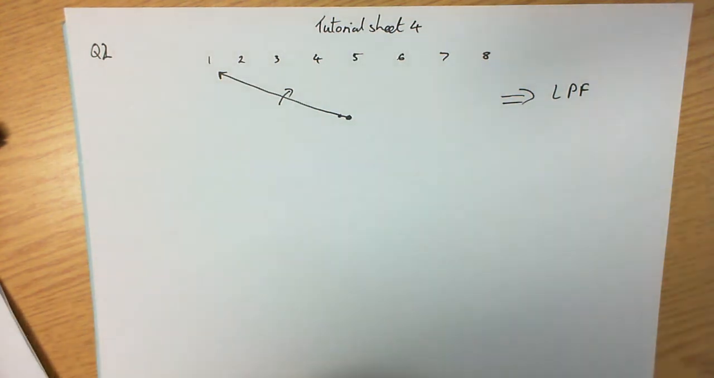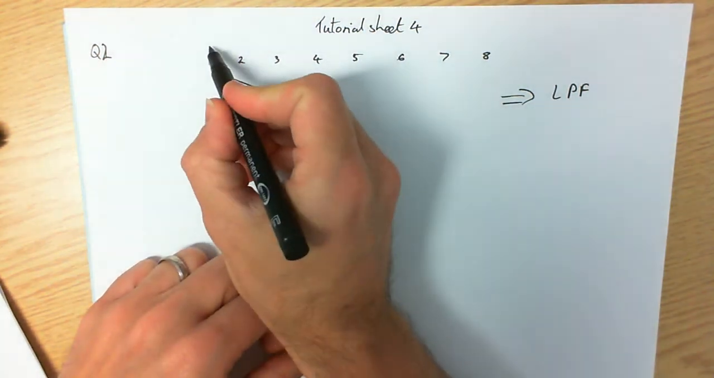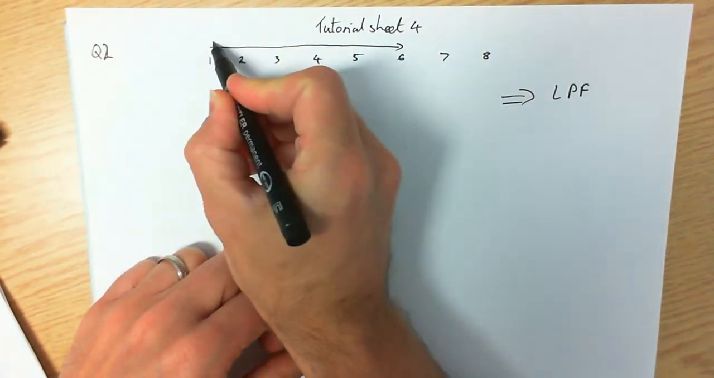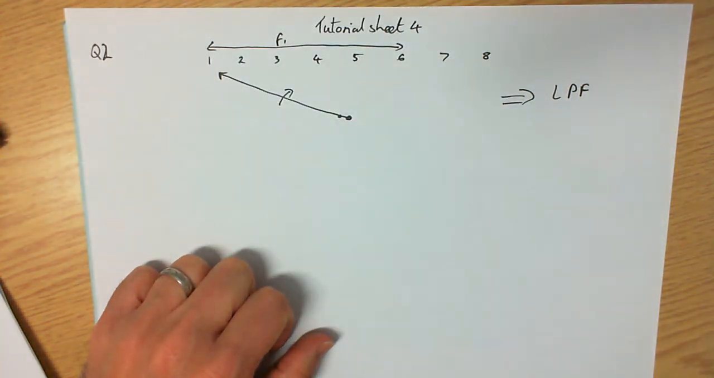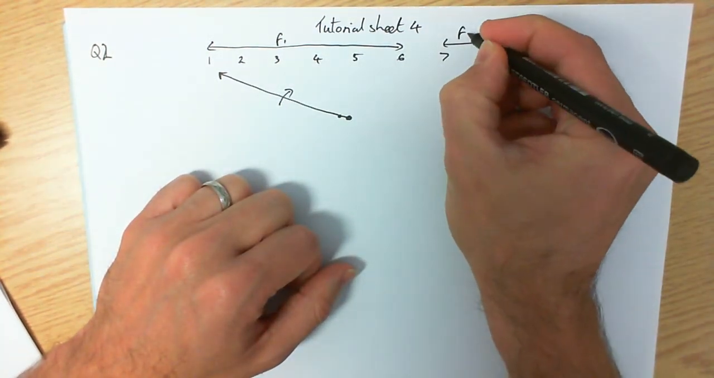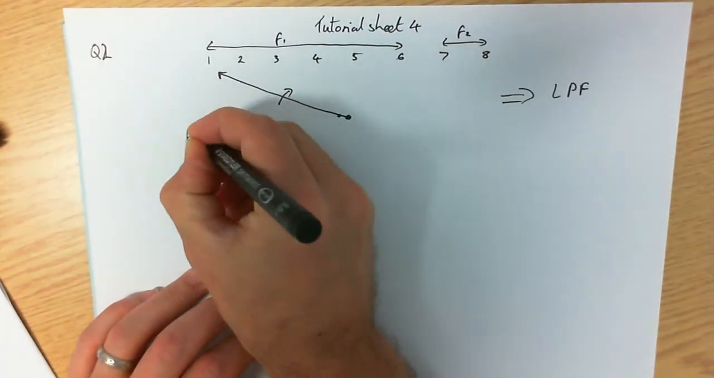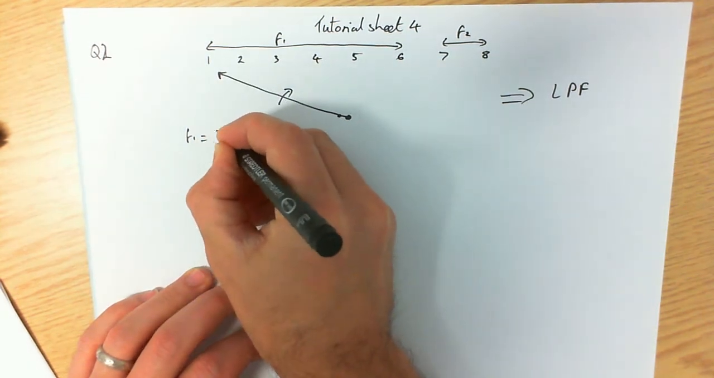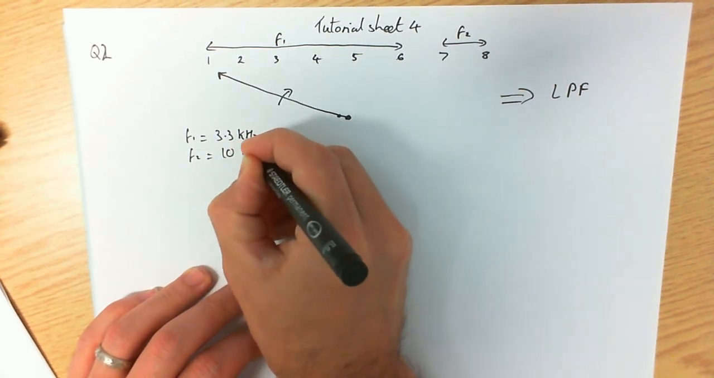If 6 of the data signals are band limited to 3.3 kHz and the other 2 are 10 kHz, we have to calculate a whole range of things. So let's assume that the first 6 of these all have a signal which has a maximum frequency of f1, and then these final 2 have a signal that has a maximum frequency of f2. So we're told that f1 is equal to 3.3 kHz and f2 is equal to 10 kHz.